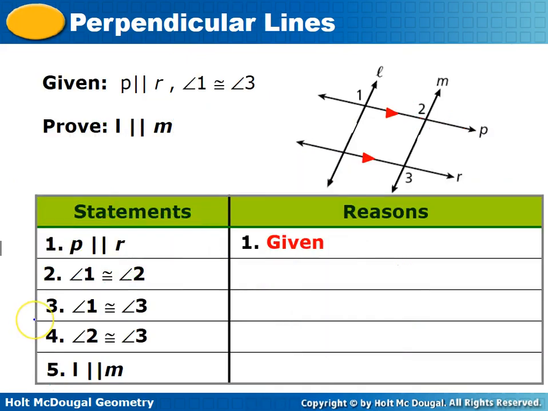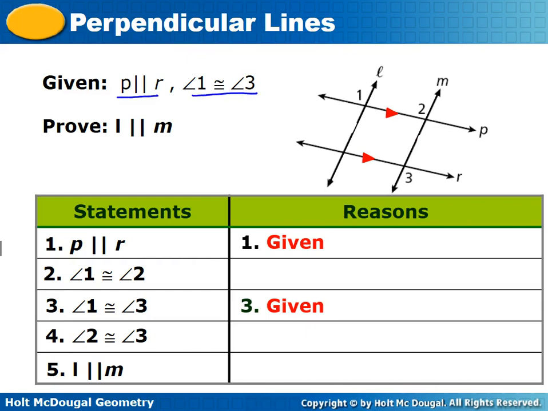This next one is a proof, and in this proof it tells us that P is parallel to R, and that 1 is congruent with 3. So P is parallel to R, that's given, and so is 3. And those are the first two things I would always do. I would look for these two pieces of information in my proof, and then I would put givens next to them.